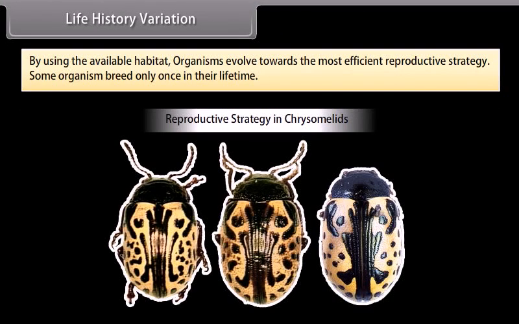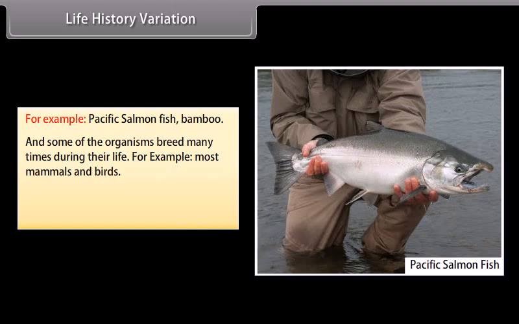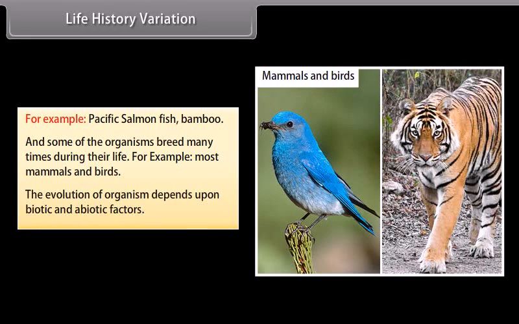Life history variation. By using the available habitat, organisms evolve towards the most efficient reproductive strategy. Some organisms breed only once in their lifetime, for example, Pacific salmon fish and bamboo. And some of the organisms breed many times during their life, for example, most mammals and birds. The evolution of organisms depends upon biotic and abiotic factors.